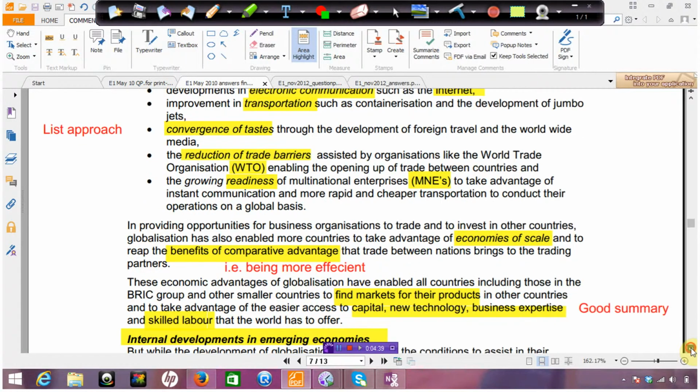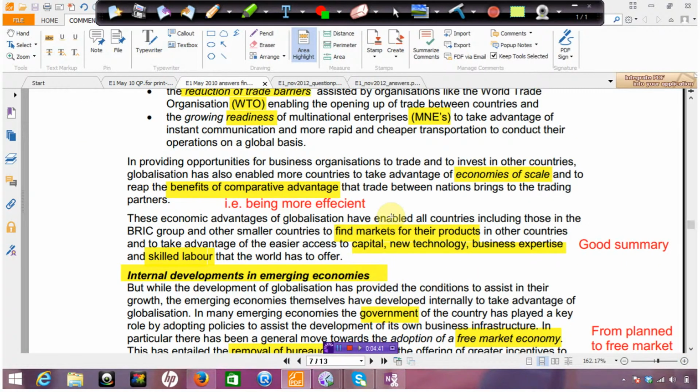Okay. Final point here is really a summary, a reiteration of what we said above: globalization enables companies to find wider markets for their products. And then they do a quick summary of easier access to capital, obviously technology, skilled labor, and indeed expertise. Okay, so those are the main factors in a broad sense.